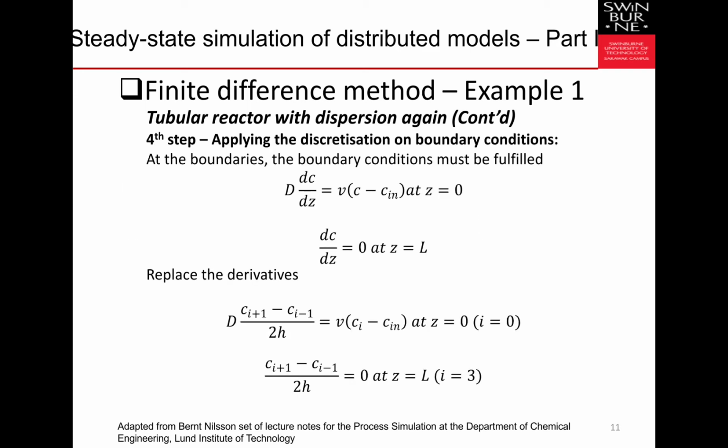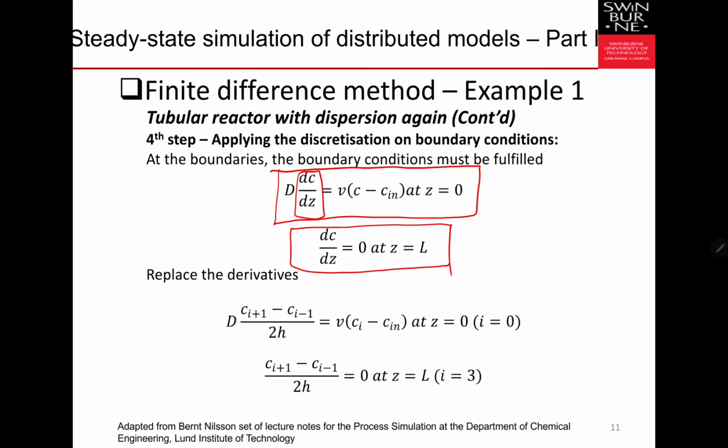The fourth step will be applying the discretization on the boundary conditions. These two boundary conditions that we have, we need to replace. Again, we replace the derivative term with the finite difference approximation. Likewise, this dc over dz we also replace with the finite difference approximation in here. This is for the outer points: this is on the initial outer point, and this one is on the final outer point.